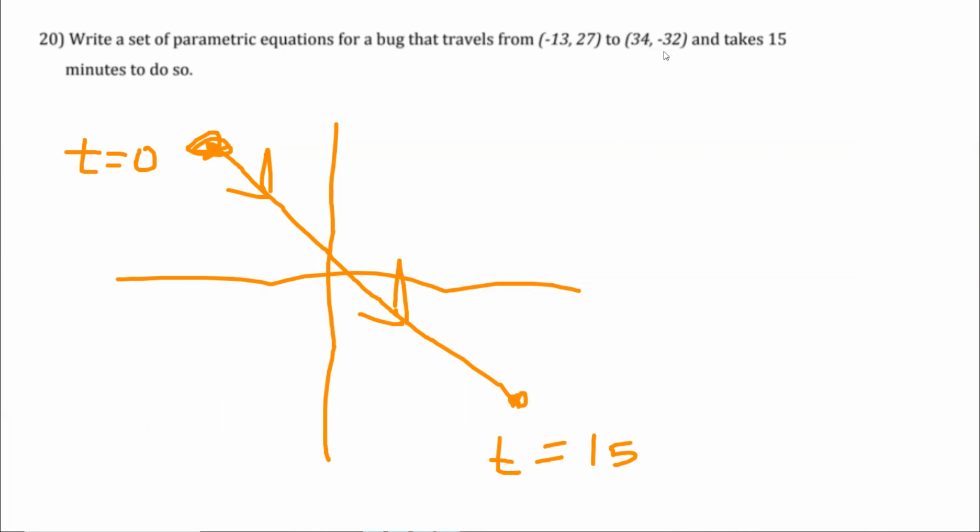So the first thing I'm going to do is write the equation of the line in two variables that goes from that point to the other point. I'm going to use point-slope form. So my point could give y minus 27 equals the slope times x plus 13, because that's like minus -13. And then my slope is going to be the change in y. From 27 to -32, that's going to be down 59. That's the change in y. And then from -13 to 34, that's going to go to the right 47.